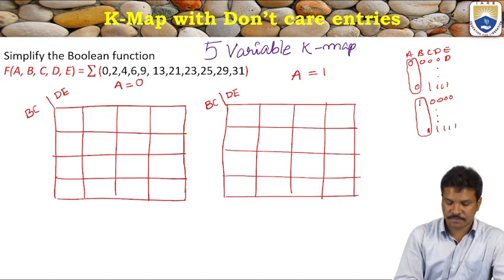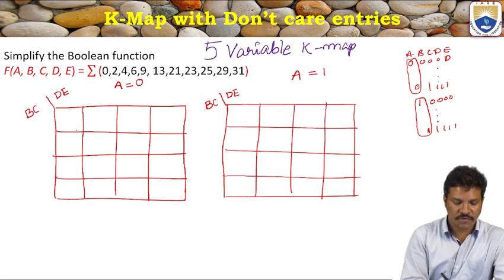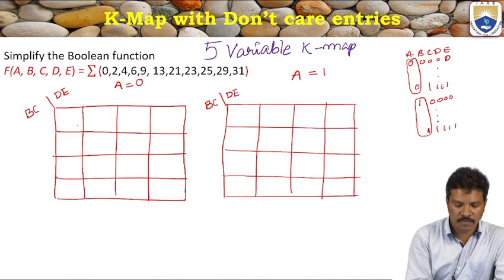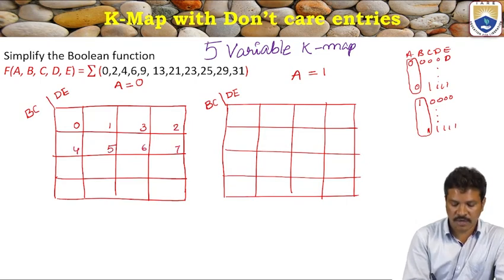5 variable K-map: 0, 1, 3, 2, 4, 5, 7, 6, 8, 9, 11, 10, 12, 13, 15, 14.